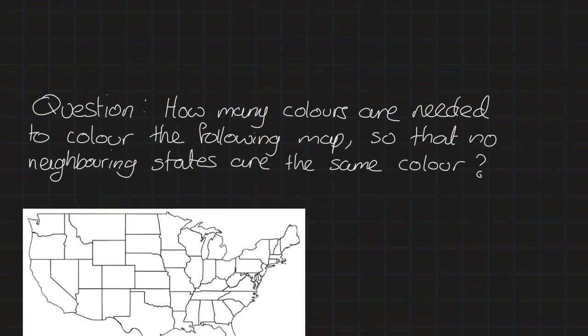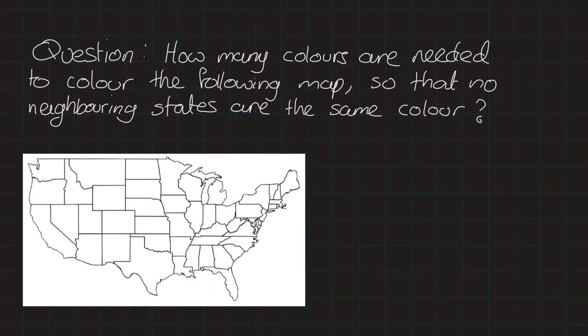The question is just, how many colours are needed to colour the following map so that no neighbouring states are the same colour? Okay, so it's a really simple question, and you could pose this question to a 4-year-old and they might be able to solve it. You just need to start colouring in the states like this. Like Washington and Oregon, they share a border, so they have to be a different colour. I don't know what this state is, but it shares a border, so it has to be a different colour.